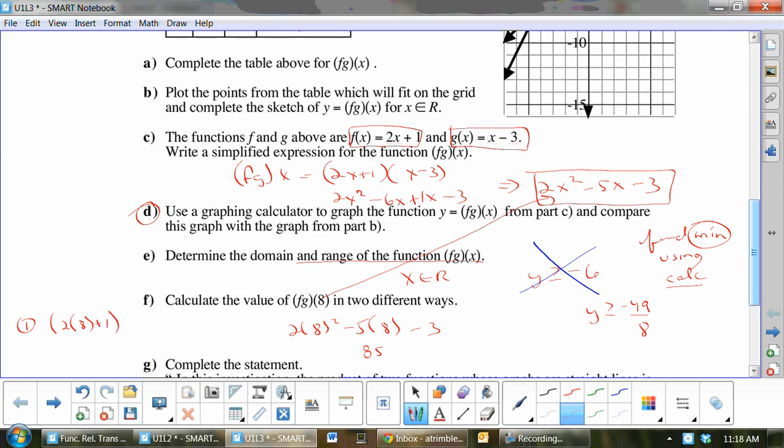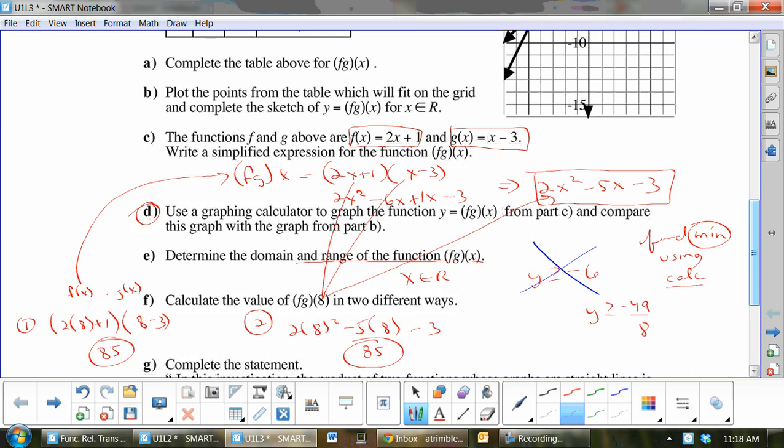because this is f of x, right? And I'm going to go times g of x. So I'm actually going back to the original here before I even started, because I can put 8 into here and here if I want to, right from the beginning. So that's 2 times 8 plus 1 times 8 minus 3. And you will get 85 as well. So there's 2 ways you can always do it.